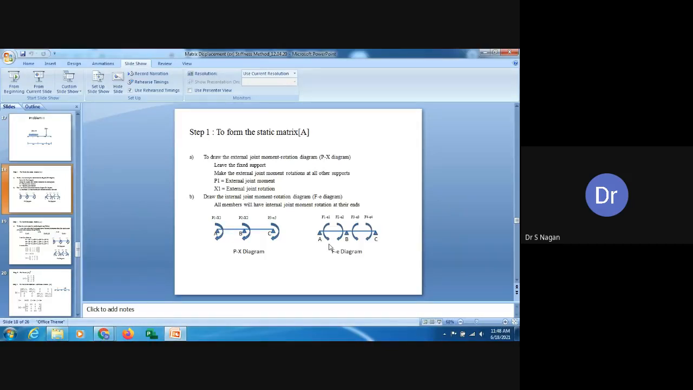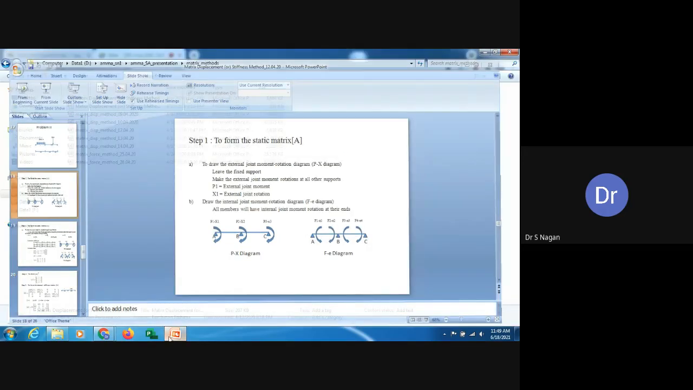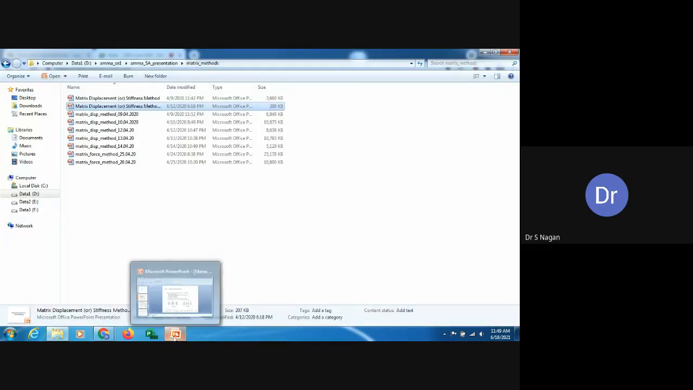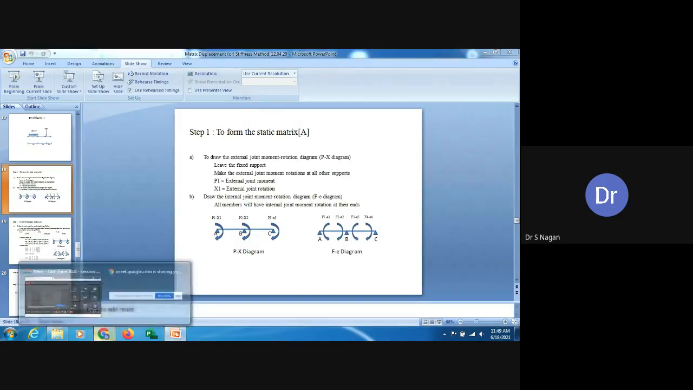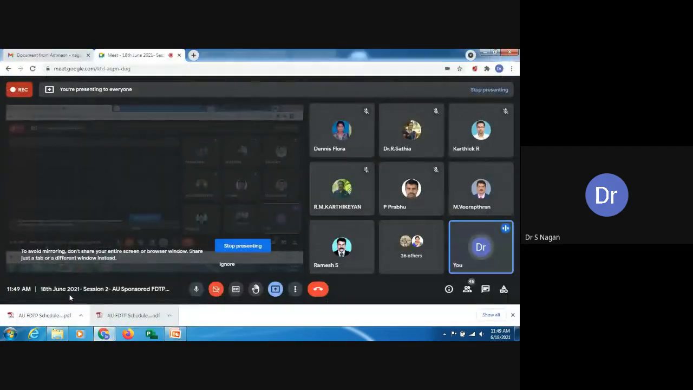So we have seen the step-by-step procedure of the matrix displacement method, and we have seen two numerical examples also. Do you have any doubt in this? Any doubt can be clarified now.